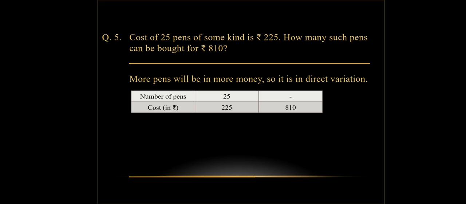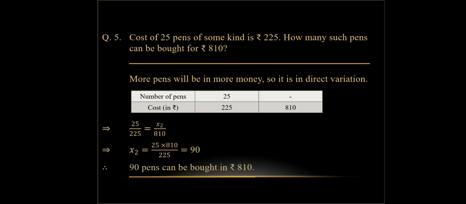Number of pens 25 and the cost of those pens is 225. And another number of pens, how many pens you can buy for rupees 810. So it is x1 upon y1 equals x2 upon y2. So x1 is 25 and y1 is 225, equals x2 upon 810. After cross multiplying, we will find the value of x2 equals 90. It means the number of pens is 90. So you can buy 90 pens for rupees 810.